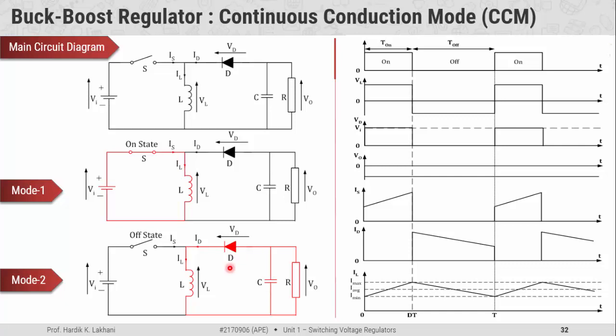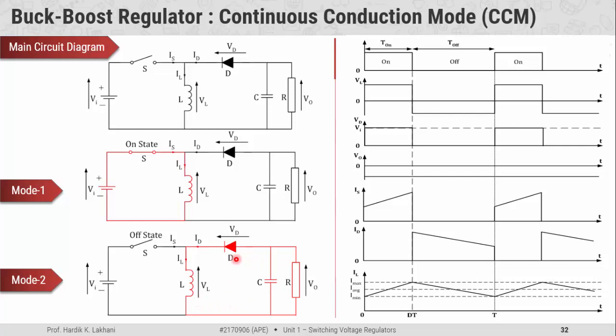But this time in the mode 2, the direction of the current is in the anti-clockwise direction. That means current starts from this terminal, it passes through the load, it goes to the diode and then it finally comes back to the inductor. So this is how the closed loop path is formed.